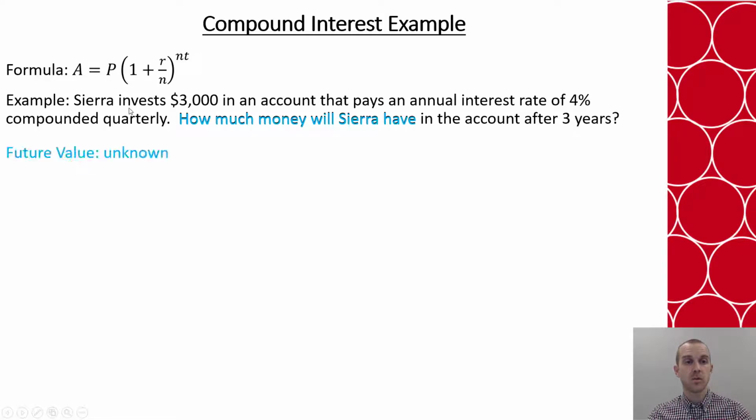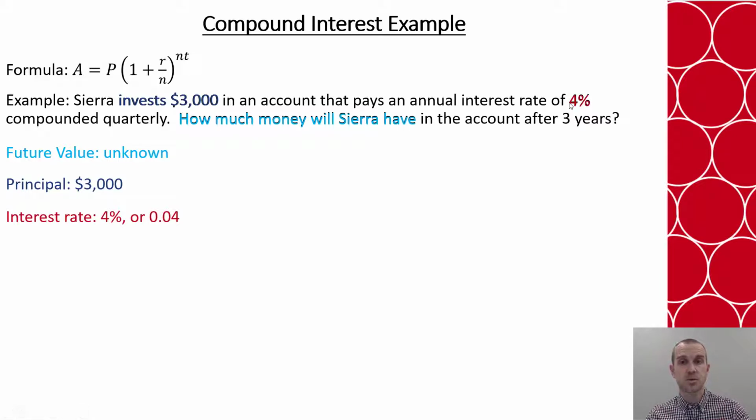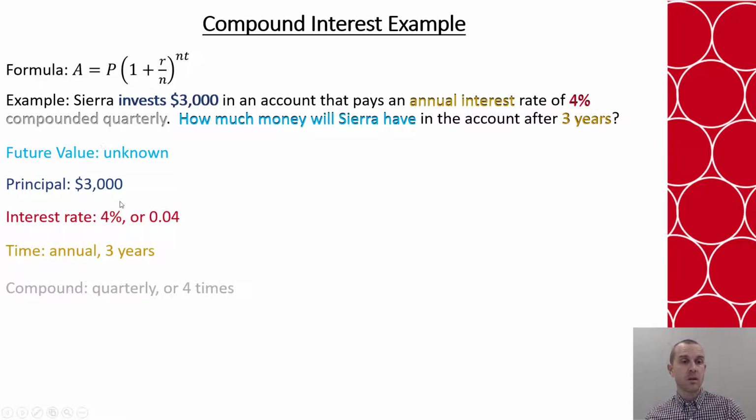The principal, well, Sierra invested $3,000. The interest rate we have is 4%, and that's 4/100, or 0.04. Remember, we got to write it as a decimal. Our time, we're told this is an annual interest, and we're doing it over 3 years, so our t will be 3. And the new thing is our compounding, and we're compounding quarterly, and quarterly means 4 times for that n value. We have every value accounted for, so now we can substitute into our equation and find what our future value for Sierra will be.